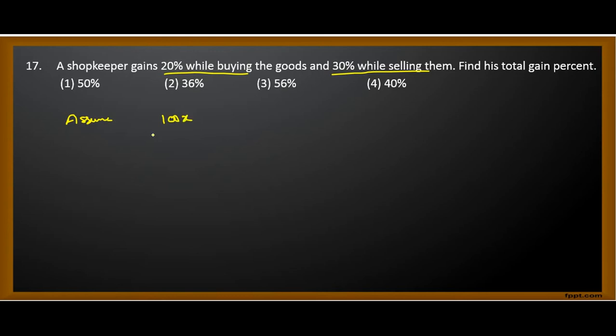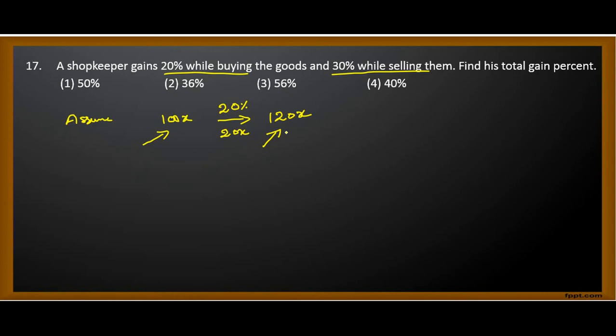He has 100x amount. Now he went to a shop and bought an item. He should get a 100x item actually, but what happened? While buying he gained 20% profit, so he will get 20%, that is equal to 20x. So 120x. What happened here? The shopkeeper paid 100x rupees and took an item worth 120x rupees.